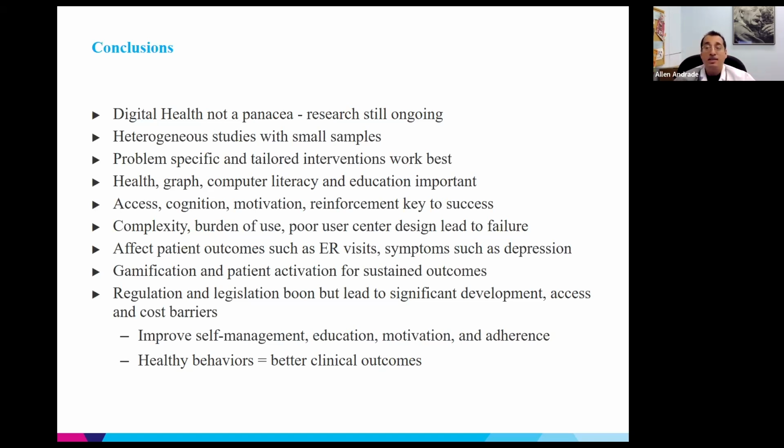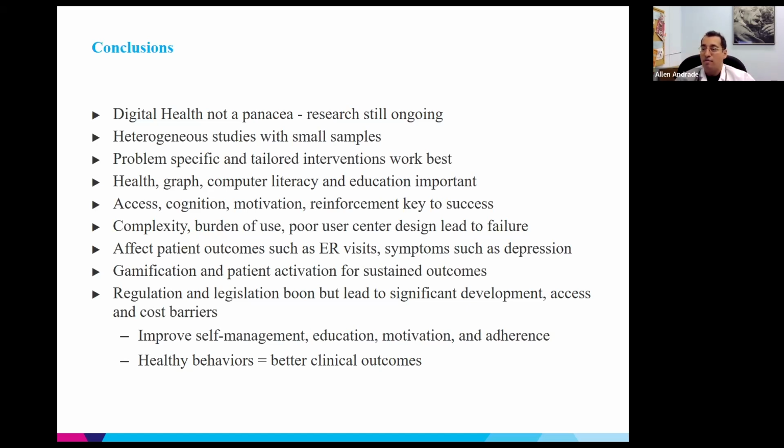And they don't need to necessarily be part of the technology interventions. It can also be thanking patients for their participation, sending them information for acknowledgement of their work in adopting this technology and how it can benefit their health can go a long way in helping adoption of whatever intervention you're trying to deploy. Regulation and legislation has been a boon in leading to significant development access and reducing cost barriers.